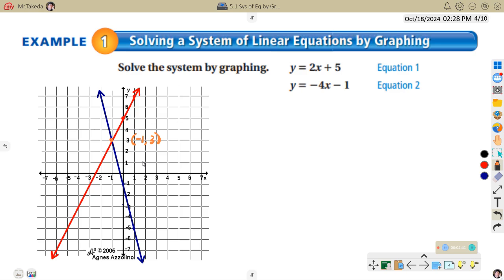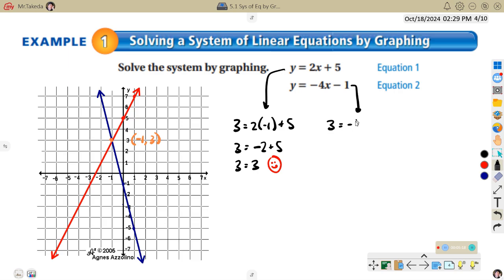So that's going to be my solution. This is the solution. But let's check those things to make sure that they solve both of these. This is what we're trying to find here. So y is 3. So I'm going to do the first one here first. So 3 equals 2 times negative 1 plus 5. 2 times negative 1 is negative 2. And negative 2 plus 5 is 3. All right, so that works. What about the second equation?